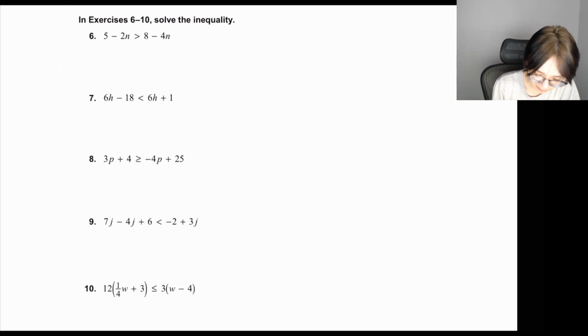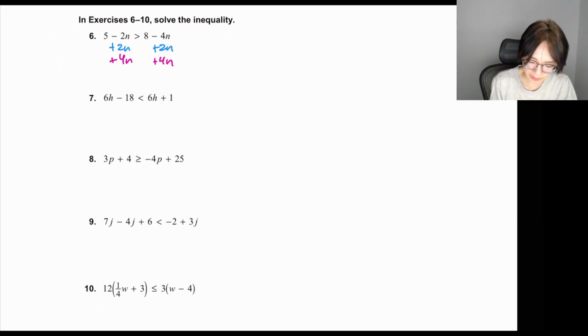Here, number 6, 5 minus 2n is greater than 8 minus 4n. What I'm going to look at, because I have to get rid of one of them, is which one is going to get me a positive n? Is it going to be adding 2n to both sides, or is it going to be adding 4n to both sides? Is it going to be negative 4 plus 2 or negative 2 plus 4? In this case, it's going to be negative 2 plus 4. So I'm going to go with adding 4n to both sides.